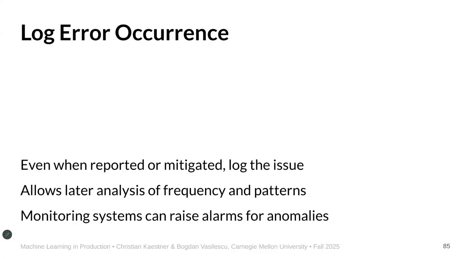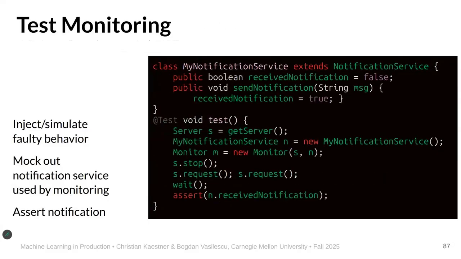You can also log mistakes and analyze error logs. You can even test monitoring systems. This is a little bit more sophisticated, where you have a monitoring system and then you inject mistakes and see whether the monitor detects it. You can intentionally shut down a system and see whether the monitor system raises an alarm. In practice, this is hard to do with unit tests.